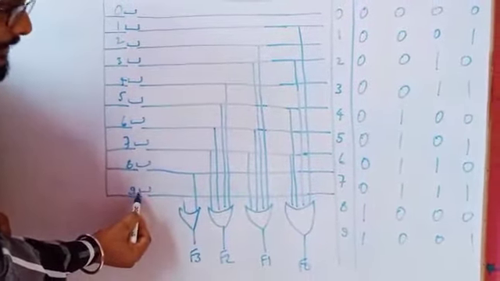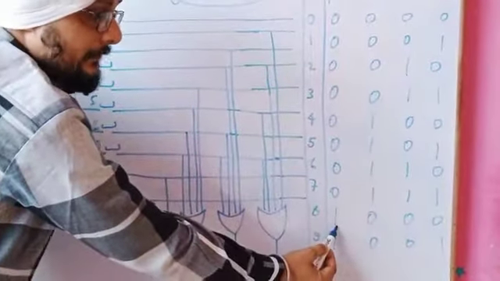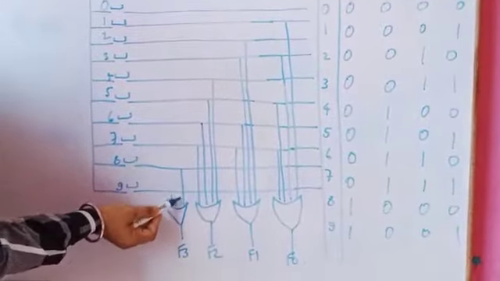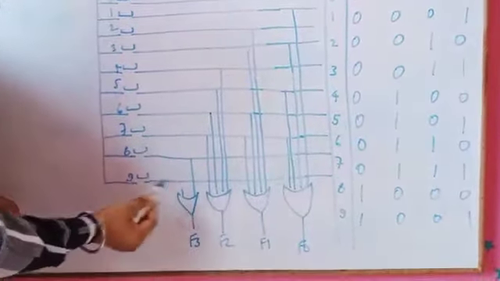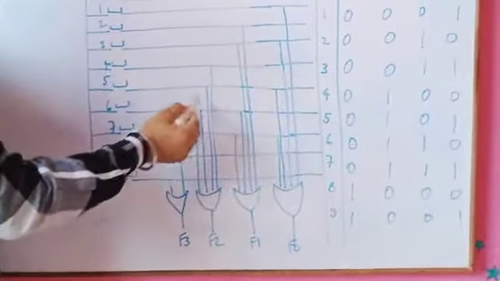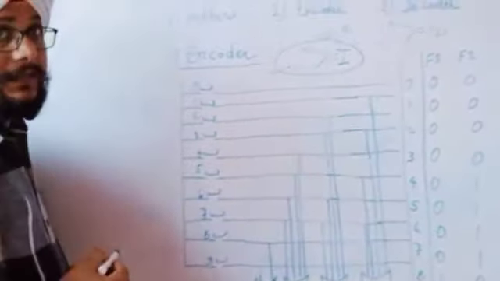In the same way 8, you can see 1 0 0 0, means only the value of F3 is 1. So here we will connect with F3, and other outputs are not connected from here. So wherever the value is 1, we need to connect with that particular line. On the basis of this we have created this diagram.